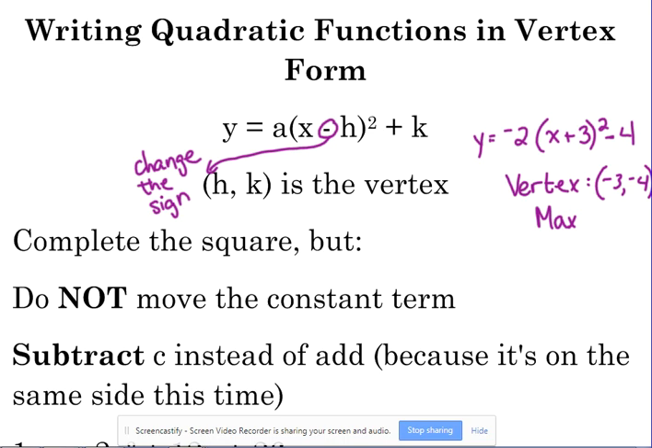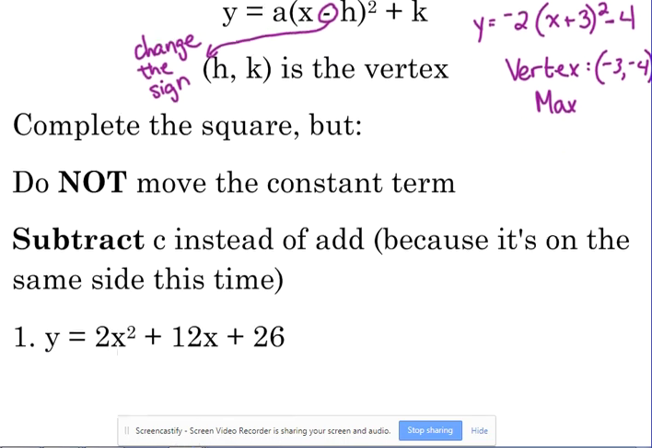So here's how we get there. If we start with something in standard form and we want to get to vertex form, we use completing the square. But there are a couple of caveats. We're not going to move anything to the other side. Everything's going to stay on the same side. So that means we're not going to move the constant term to the other side. We are going to slide it over a little bit, but we're not going to move it to the other side. And instead of adding the c to both sides, when we add it, then we're going to subtract it from the end because we're doing it to the same side. So this will make sense here in a second when we actually go through an example.